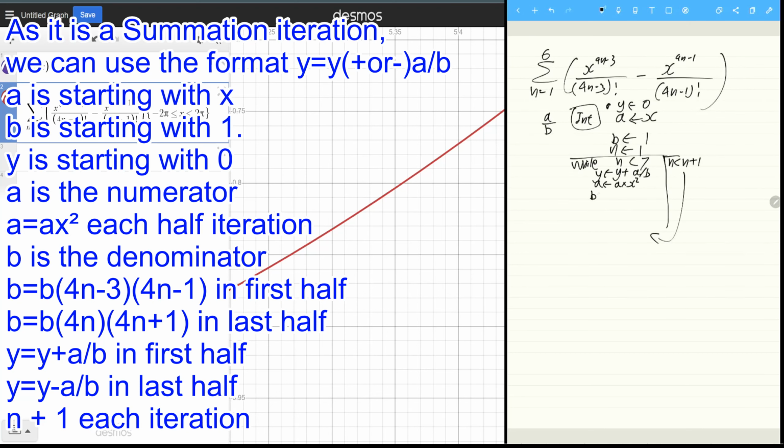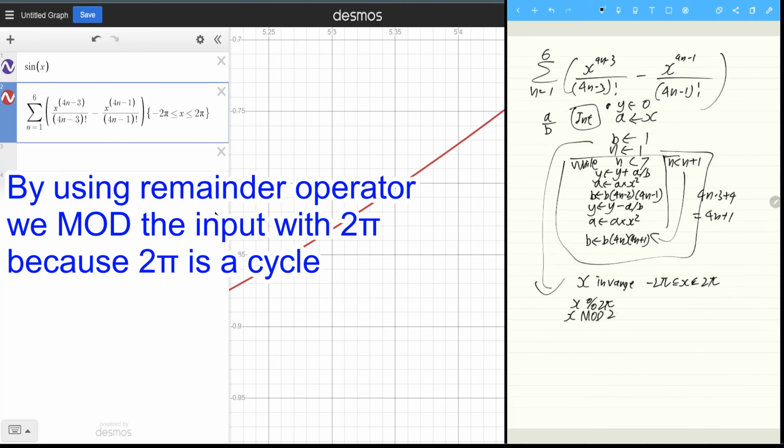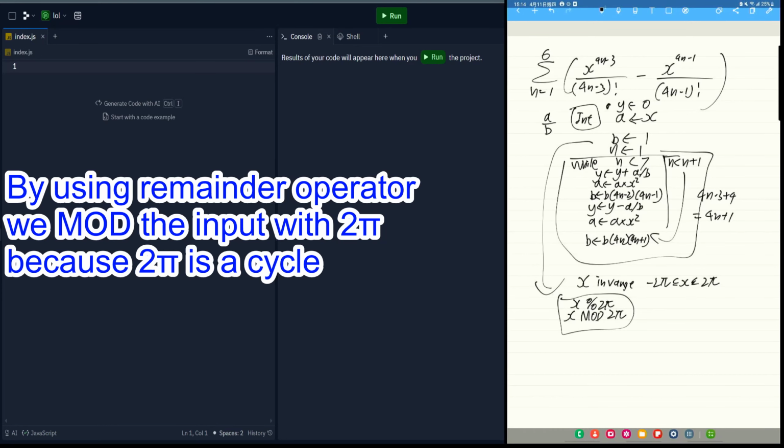Y equals y plus a over b in the first half iteration, and y equals y minus a over b in the last half iteration. N is incremented by 1 in each iteration, and we are done in terms of the iterations. But before all these fancy iterations, we have to make sure that x is in range minus 2 pi to 2 pi. It can be achieved by the remainder operator, because 2 pi is a cycle. So we simply mod the input with 2 pi.